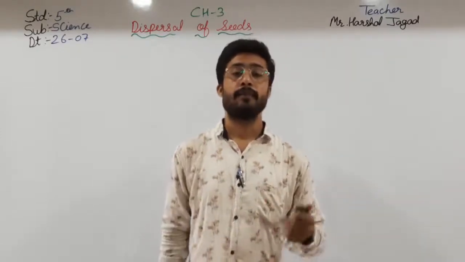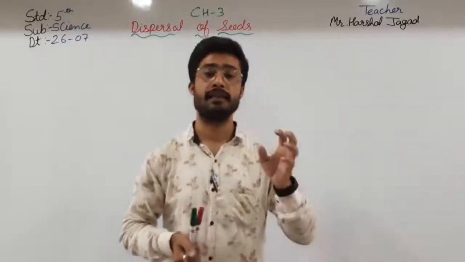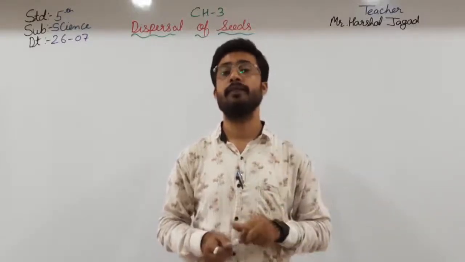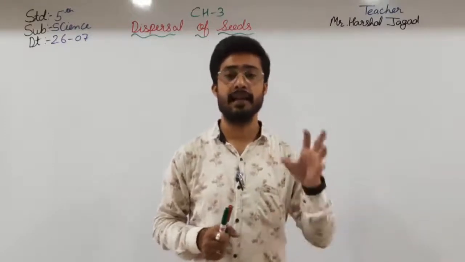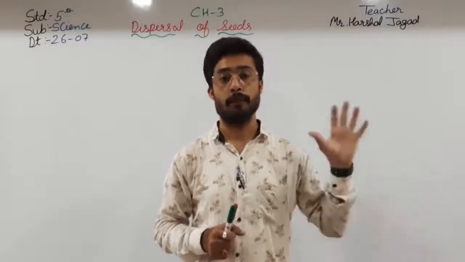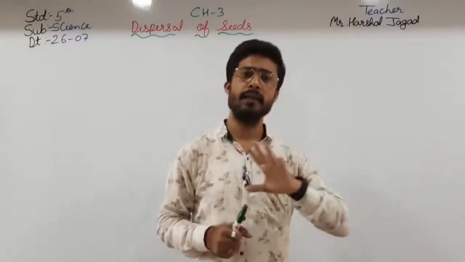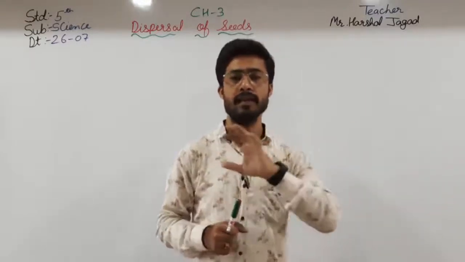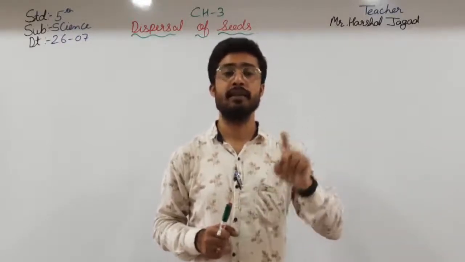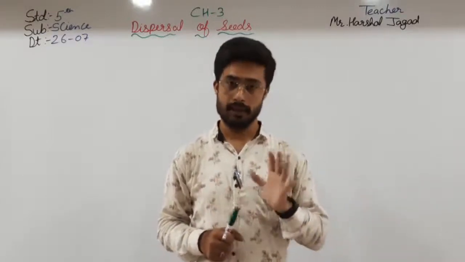So the tree produces fruits and flowers, and there are many seeds inside them, but only a few can grow into plants. There are many seeds in the pea pods, as we have seen. In the mustard there are many seeds too, but not all the seeds will grow. Only a few seeds will grow.